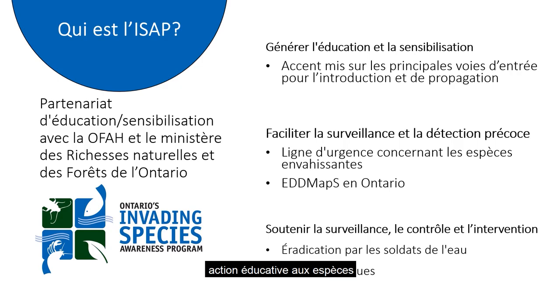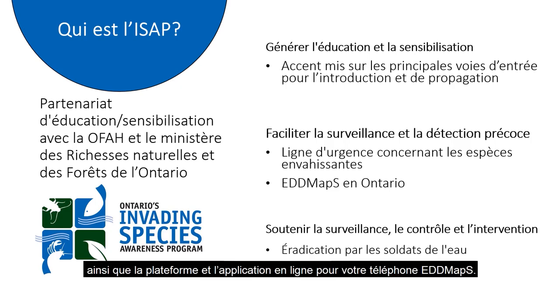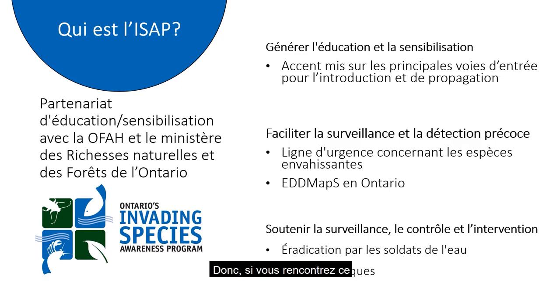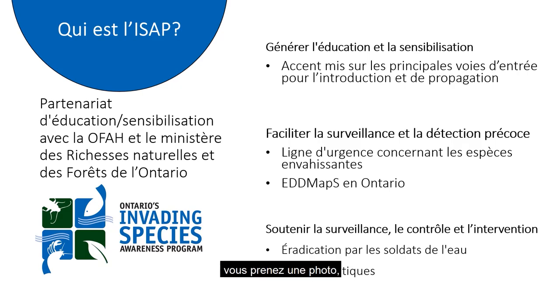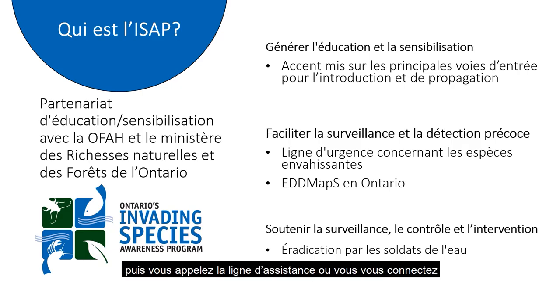And we focus on pathways for introduction and or spread, so things like the boater pathways or various programs. We did originally really focus in on aquatics, but now have expanded our education and outreach to terrestrial and aquatic invasive species. We also facilitate monitoring and early detection. So early detection in the form of the invading species hotline, 1-800-563-7711, and the online platform and application for your phone, EDDMapS, the early detection and distribution mapping system.